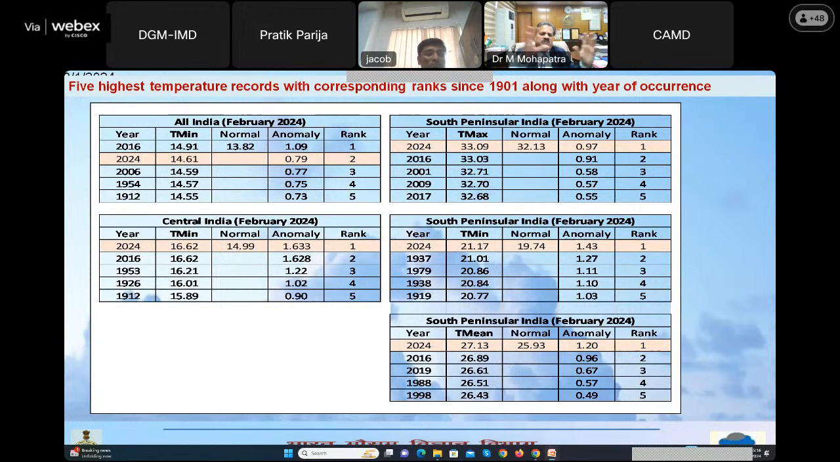So what I want to summarize is that South Peninsular India was warmer in the month of February, and it ranked 1 in terms of maximum temperature, minimum temperature, and mean temperature, considering data from 1901 to 2024. Whereas for minimum temperature, it was the highest rank for Central India, and second highest for all India.